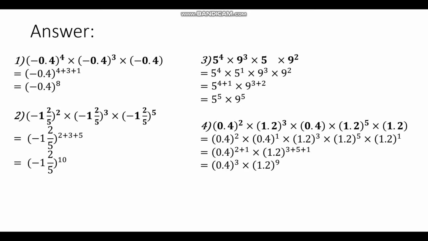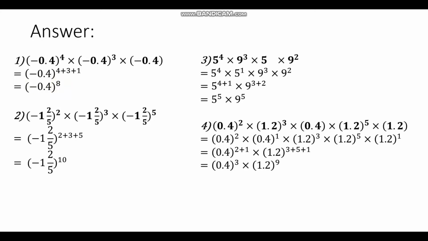The first question we have negative 0.4 to the power of 4 times negative 0.4 to the power of 3 times negative 0.4. And for the third number here, we don't have the value of index, so we have to put 1. And after that we add all the values of index together and we got 8. So the final answer is negative 0.4 to the power of 8.